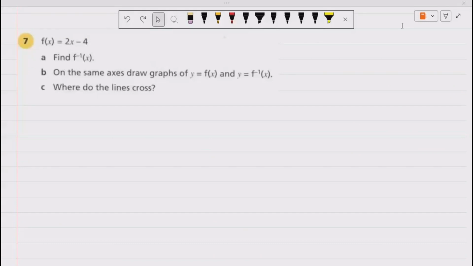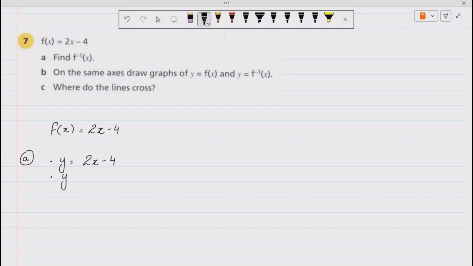Okay, now let's do question 7 of exercise 21b. Now we have the function f of x equals 2x minus 4. In part A, we have to find the inverse. The inverse is really easy. y equals 2x minus 4, so we replace f of x with y.